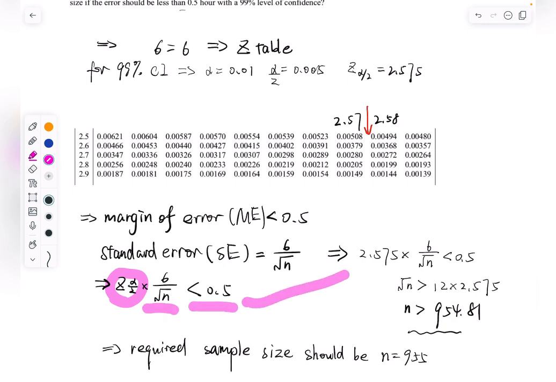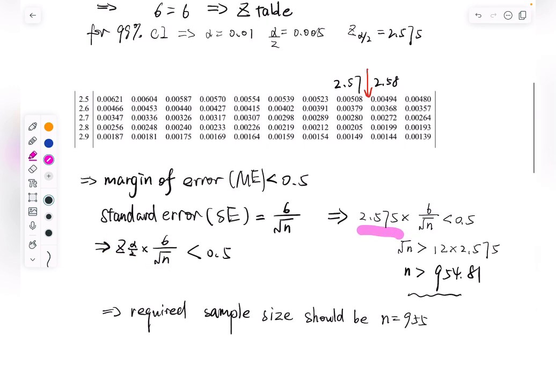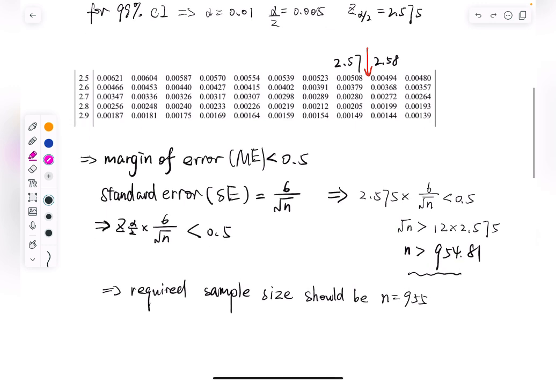So we come to the calculation part. It's 2.575 times the standard deviation over the square root of n is less than 0.5. So we have the n value is larger than 54.8581. So we can have the required sample size. It should be n equals 955.